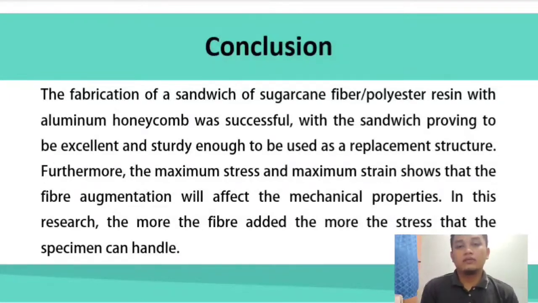As a conclusion, the fabrication of a sandwich of sugarcane fiber and polyester resin with aluminium honeycomb was successful, with the sandwich proving to be excellent and sturdy enough to be used as a replacement structure. Furthermore, the maximum stress and maximum strain show that the fiber augmentation will affect the mechanical properties. In this research, we can conclude that the more fiber added, the more stress the specimen can handle.